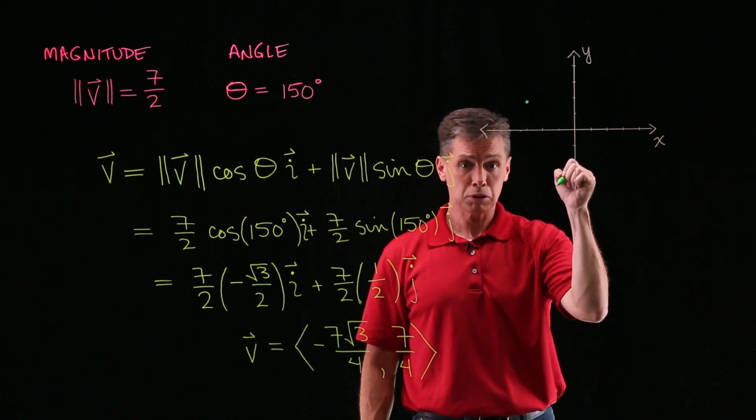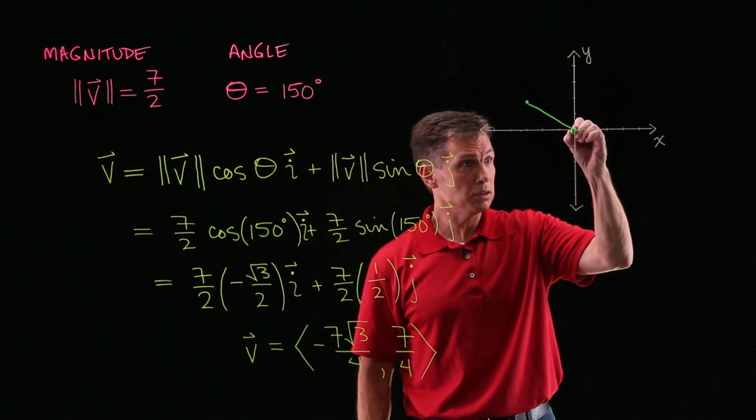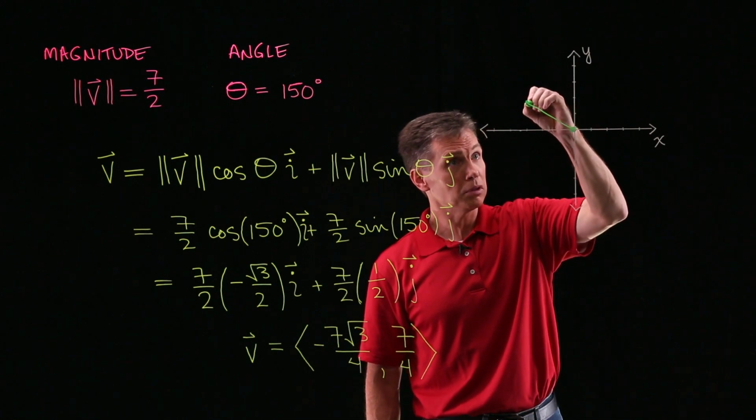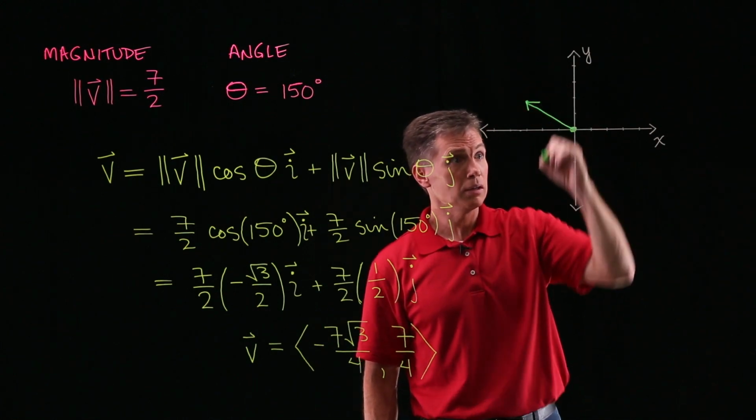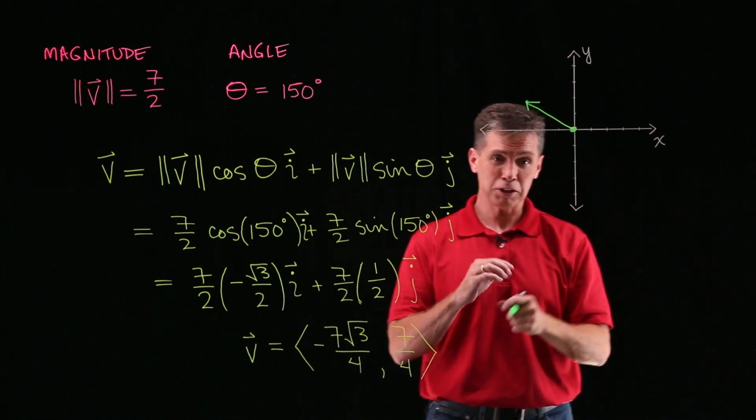I mentioned that would be your terminal point. Connect the dots to the origin. Your origin is the initial point. I'll put a vector head there, and that's my vector v. All right? That's your answer. Try some on your own.